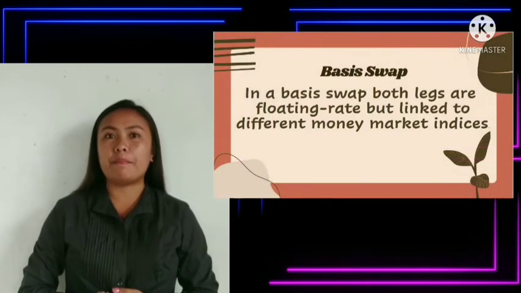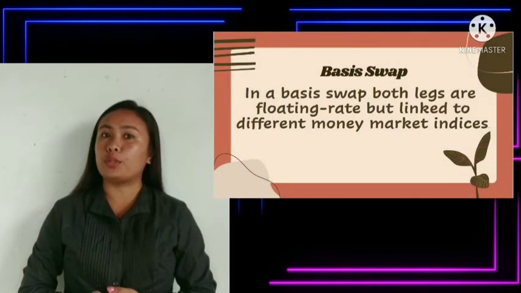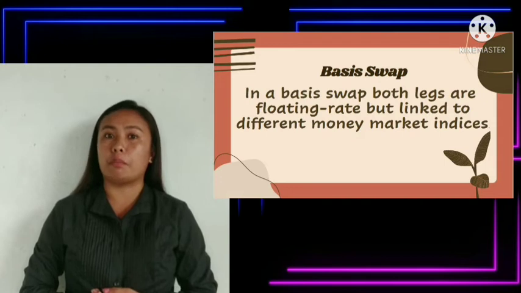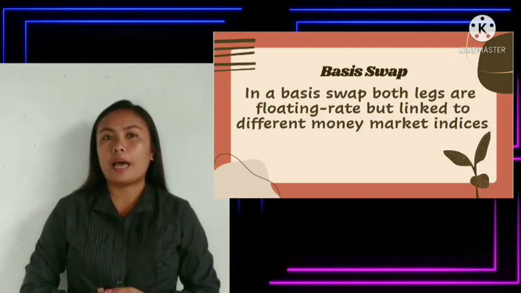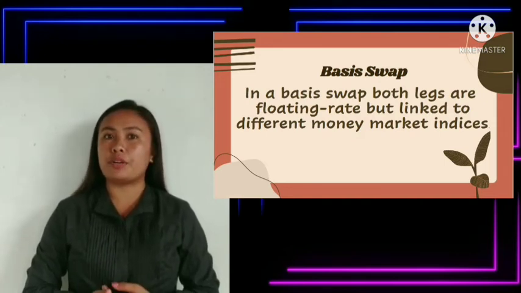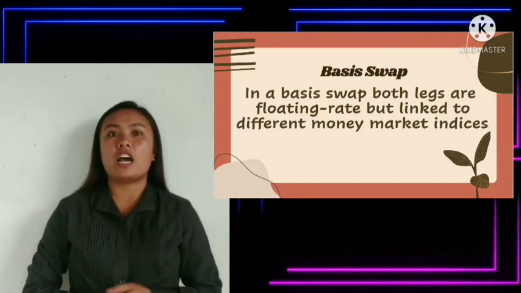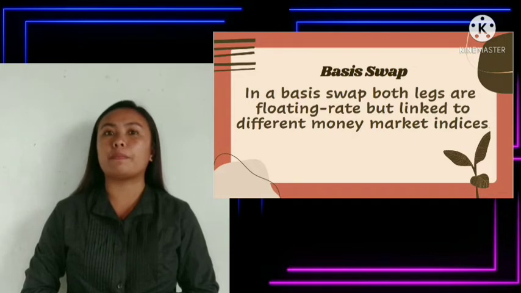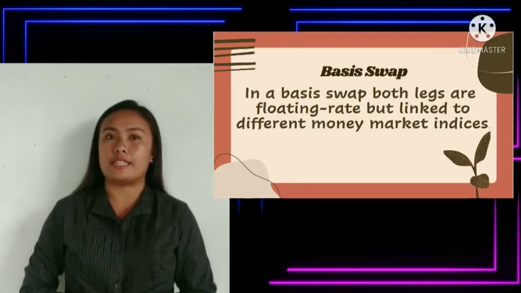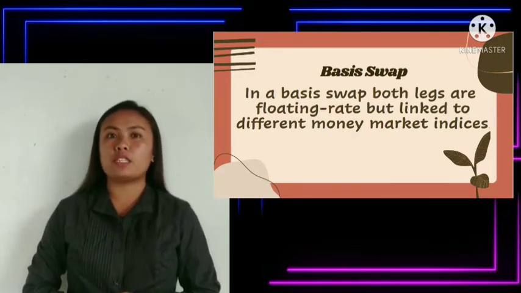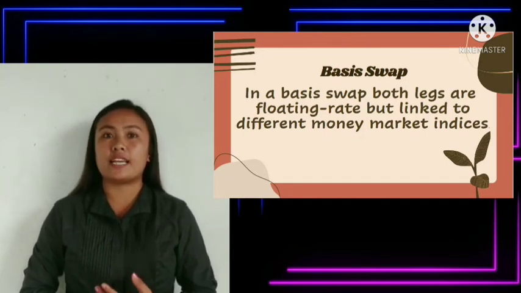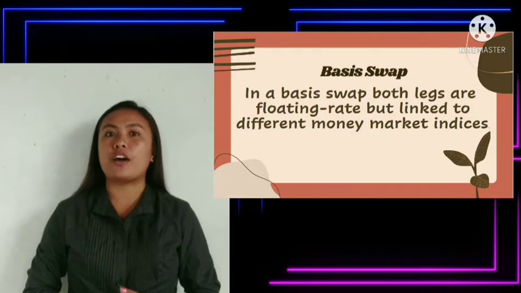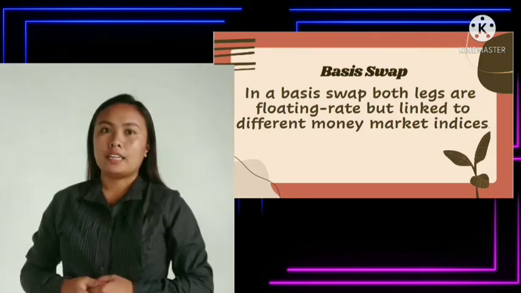Basis swap. In a basis swap, both legs are floating rate but linked to different money market indices. A basis swap is a type of swap agreement in which parties agree to swap variable interest rates based on different money market reference rates. The goal of the basis swap is for a company to limit the interest rate risk it faces as a result of having different lending and borrowing rates.